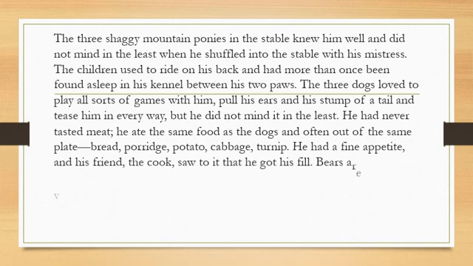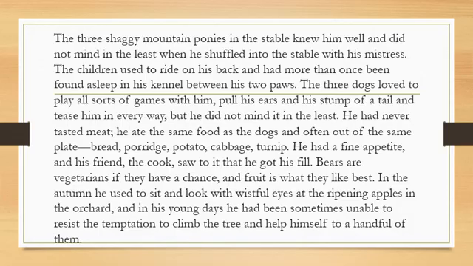So basically he was very good. Even the ponies, they are the small form of a horse, you can say. Okay, so ponies are a type of horse only. Yeah, so there were three ponies there in the stable, and they never used to mind the bear coming to the stable because he was not that dangerous. They did not find the bear to be dangerous. So that's what they are saying, that the three shaggy mountain ponies in the stable knew him well and did not mind in the least when he shuffled into the stable. When he shuffled into the stable means when he used to come into the stable with his mistress, they never used to mind.